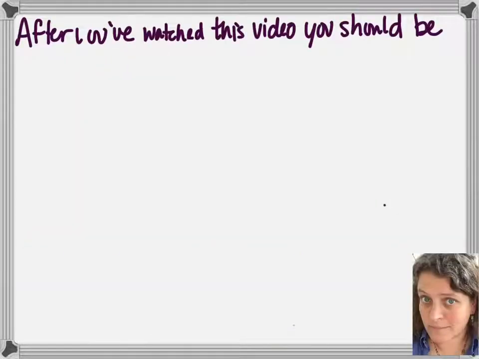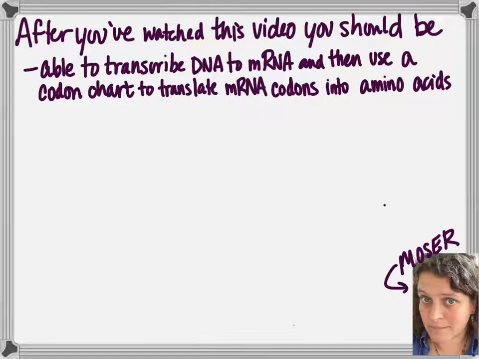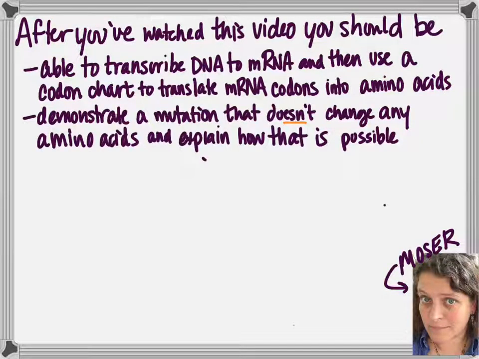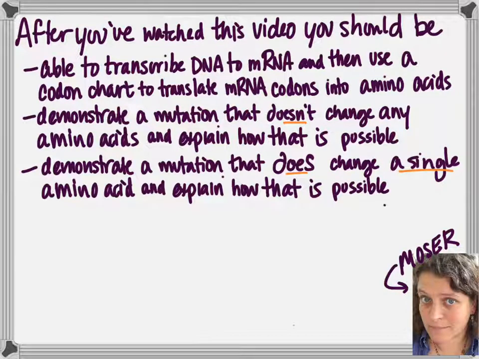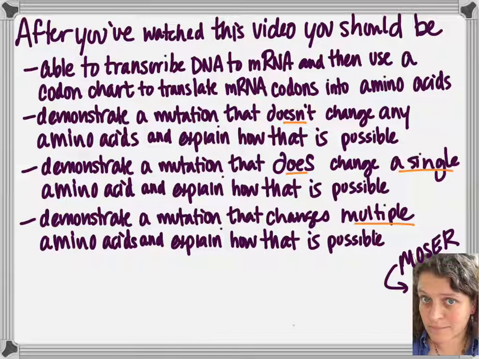It's me, Moser. After you've watched this video, you should be able to transcribe DNA to mRNA and then use a codon chart to translate mRNA codons into amino acids. You should be able to demonstrate a mutation that doesn't change any amino acids and explain how that could possibly happen. You should be able to demonstrate a mutation that does change a single amino acid and explain how that's possible, and demonstrate a mutation that changes multiple amino acids and show how that works.